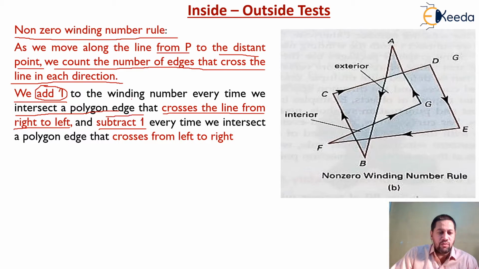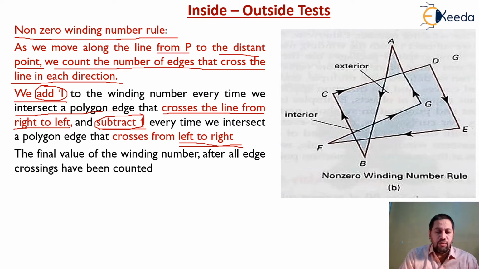Subtract 1 every time a polygon edge crosses from left to right, and add 1 when it crosses the other way. Now see, this is the diagram we have. I want everyone to concentrate, and only then will you understand how exactly this non-zero winding rule works.